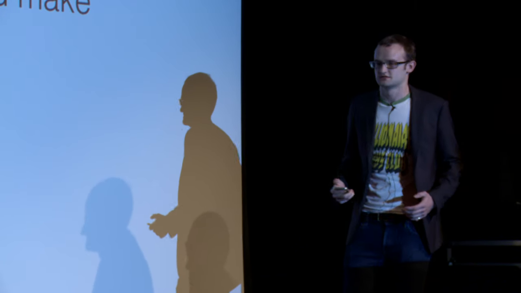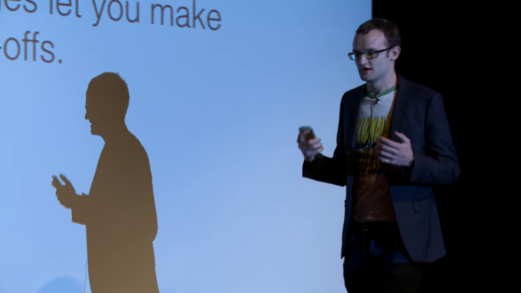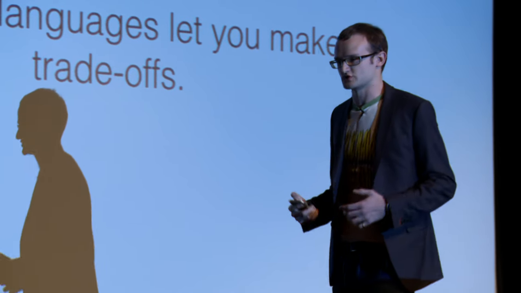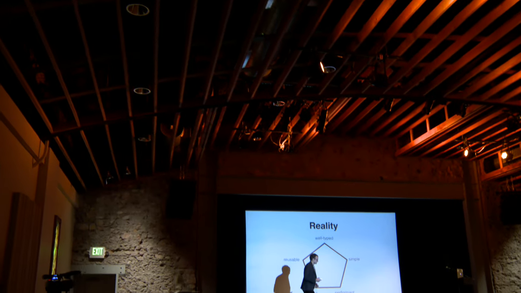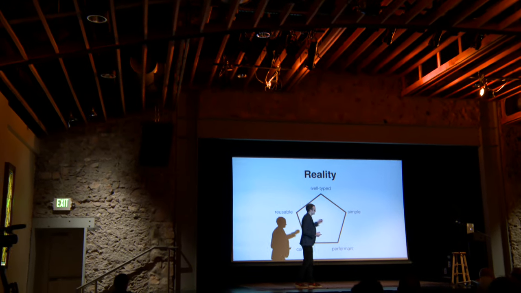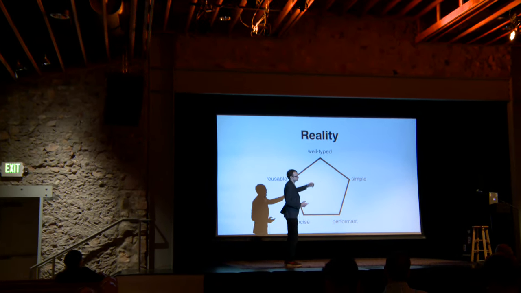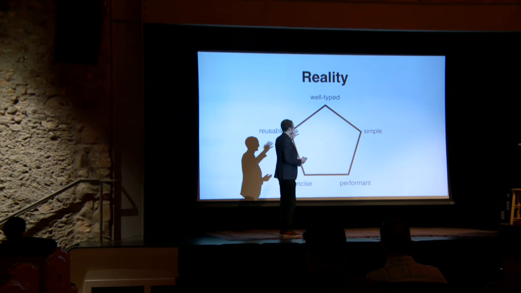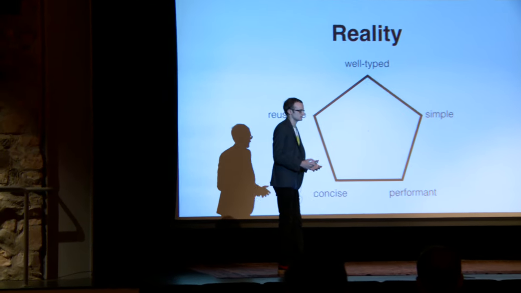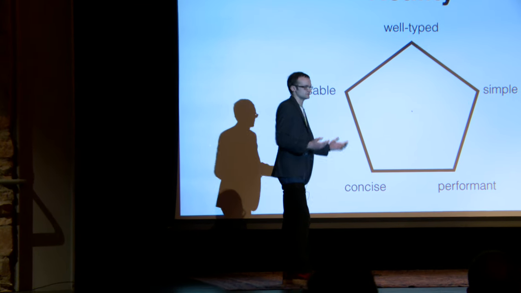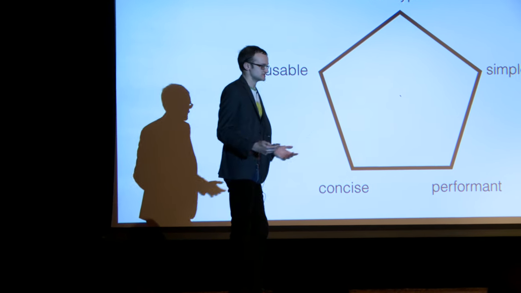Powerful languages let you make trade-offs. I mean, this is what engineering is about. It's about making intelligent and principled trade-offs in the presence of a problem. Instead of a good to bad spectrum, it's something closer to this when we're talking about power in a given programming language, in a given programming environment with a given set of libraries.